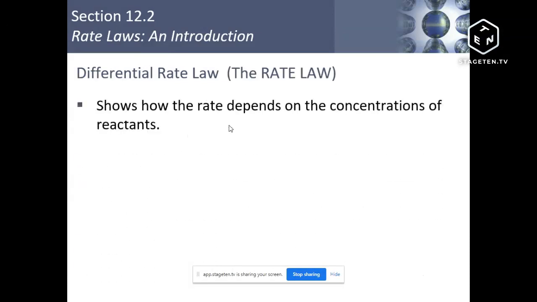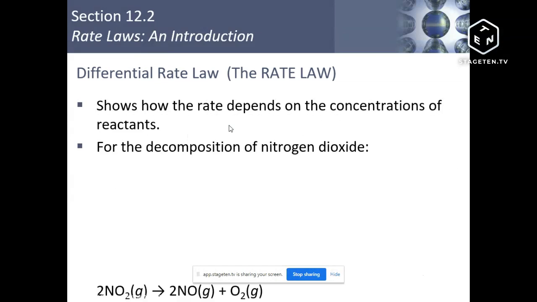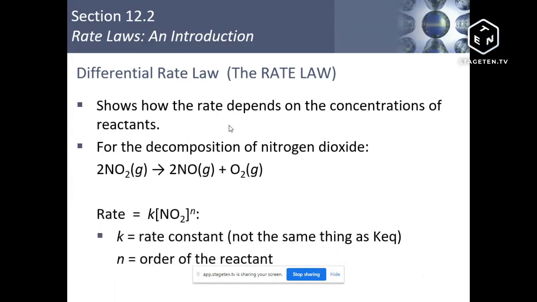Okay, so what is the differential rate law? Okay, it shows us how the rate depends on the concentrations of reactants. Okay, here is a sample rate law. Okay, all right, so when you're asked to write a differential rate law, this is exactly what it's going to look like. Okay, right here. Whoops, let me go back. Okay, it's going to say rate. So if I say, hey, write the differential rate law or write the rate law for this reaction, you're going to say rate equals lowercase k, not capital K, lowercase k. Lowercase k is the rate law constant. It is not the same thing as the equilibrium constant.